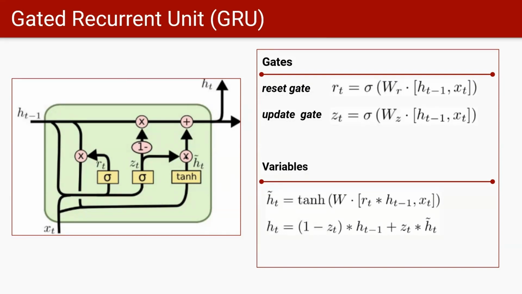Let's see how the GRU works. The gate R_t is known as the reset gate, and it enables us to control how much information from the previous state we want to retain.